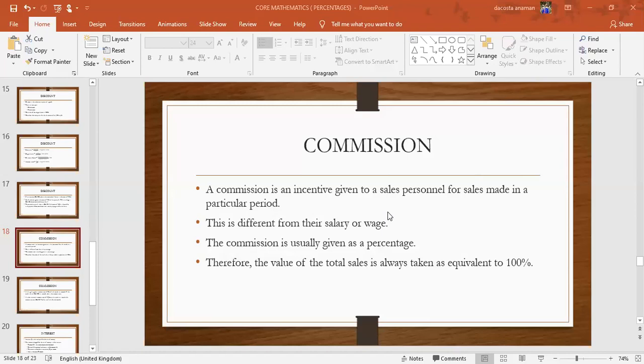Now, a commission is like an incentive that is given to a sales personnel for sales made in a particular period. Now, this commission is different from their salary or their wage. And the commission is usually given as a percentage. So since it is given in a percentage, we take the total sales that the person will make to be equivalent to 100%.